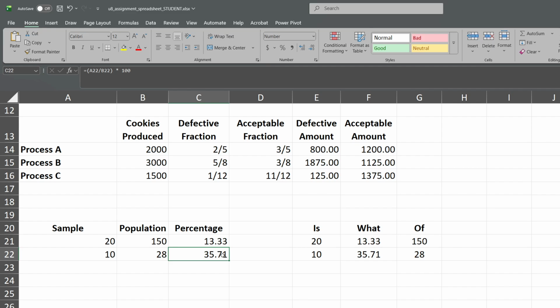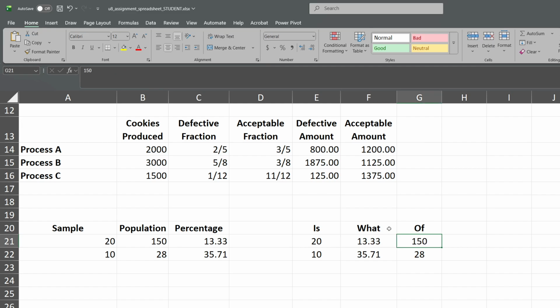Now the way I like to think about it, whenever I'm looking at a piece of something or a portion, I always think about the way I learned it in school, which was: 20 is what percent of a larger number. The smaller number is what percent of a larger number. So 20 is 13.33% of 150.